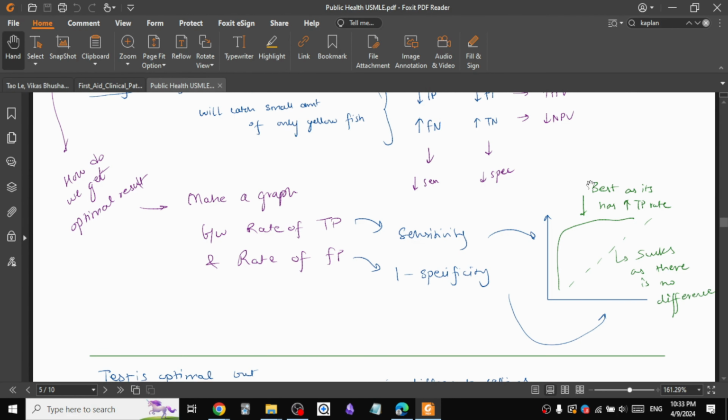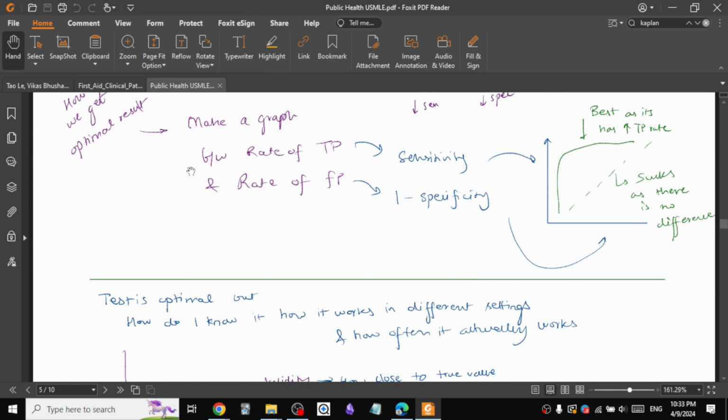So you see, the best one has the high TP rate. Okay, so the overall rate of getting true positives, or the sensitivity, is high in this one. But if it's just a diagonal going through the center, it sucks, as there is no difference. Okay, so now you understand the ROC curve as well.